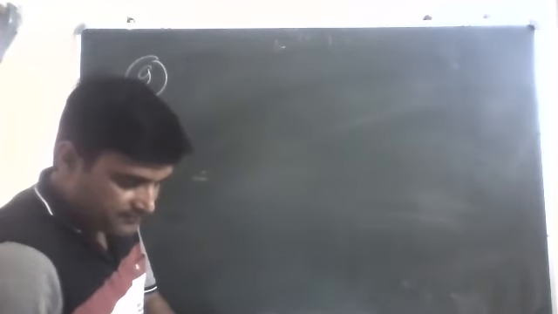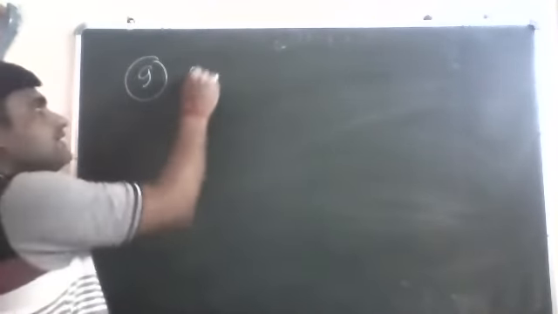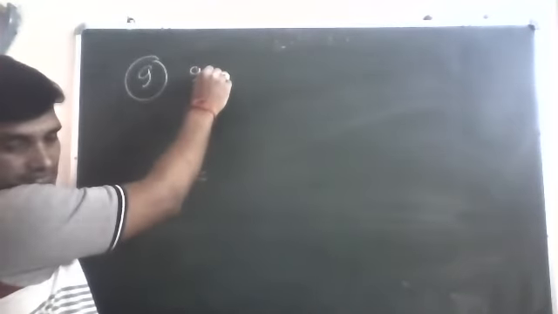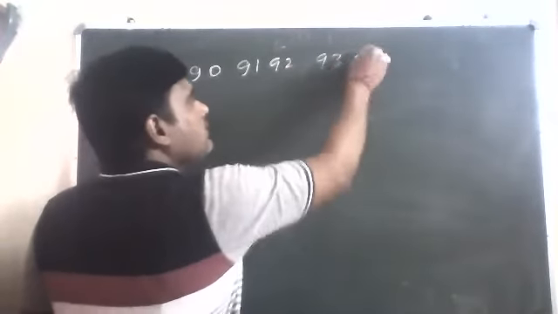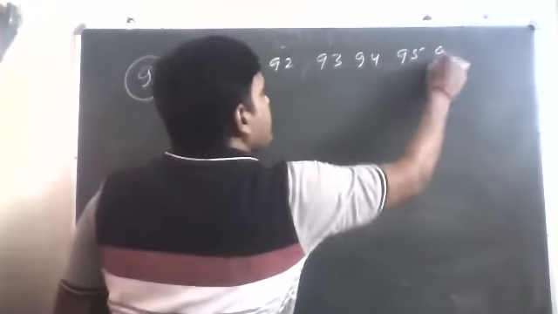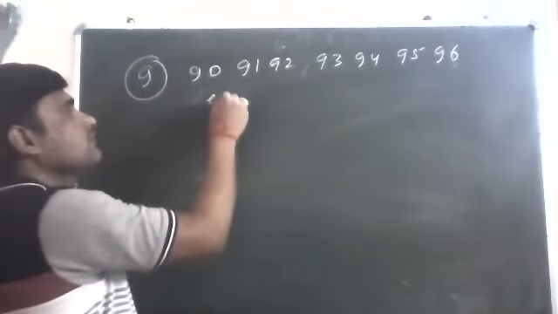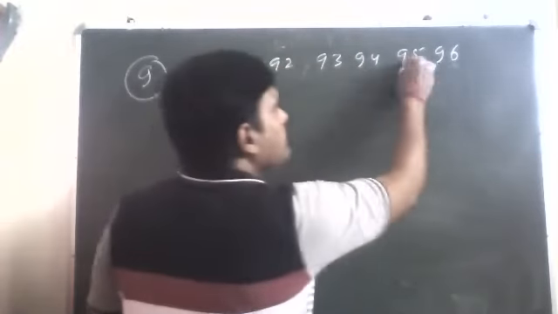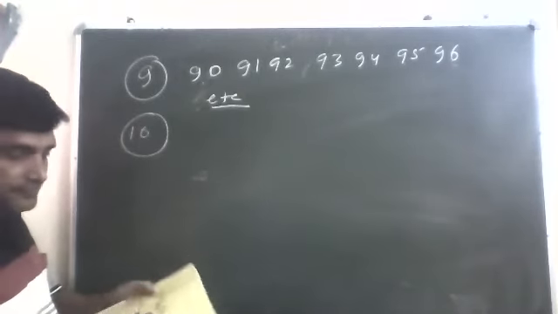Question number 9. Write 7 consecutive composite numbers less than 100. 7 consecutive positive integers less than 100, composite: 90, 91, 92, 93, 94, 95, 96. Only 7. 1, 2, 3, 4, 5, 6, 7. Now question number 10.